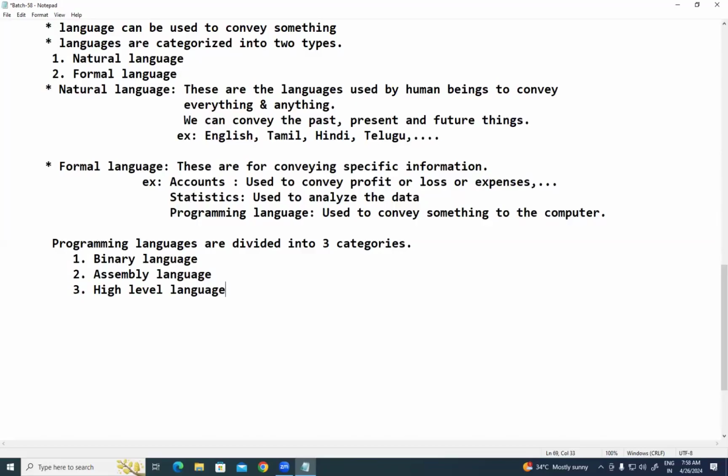3 categories. Okay, the session is very important, folks. You should not miss even a single day's session, then you will lose a lot of things. Okay, please try to attend the sessions.